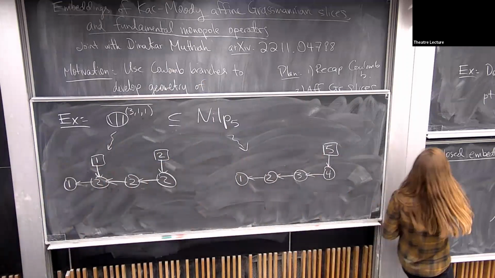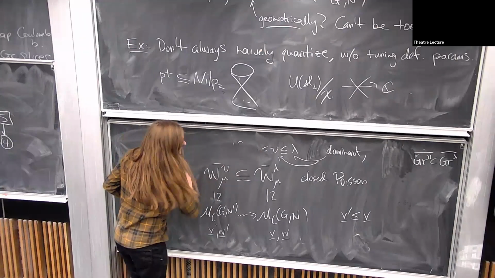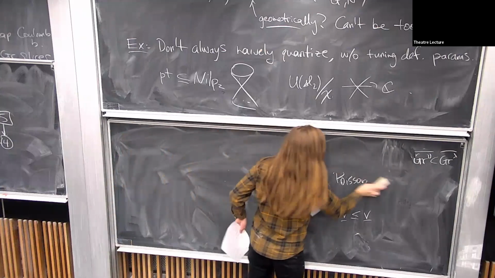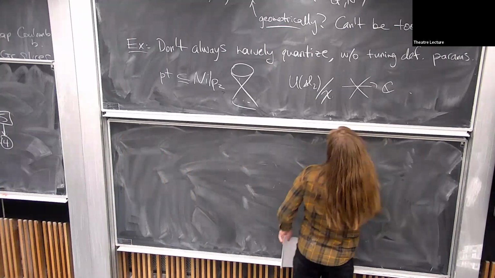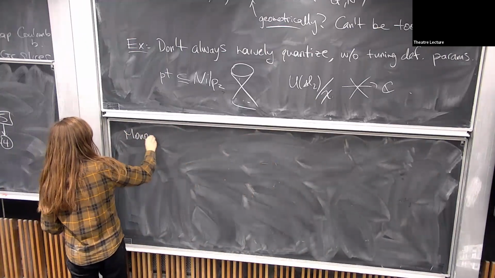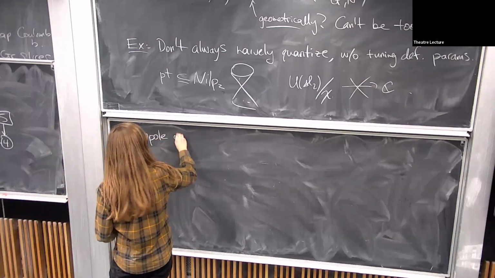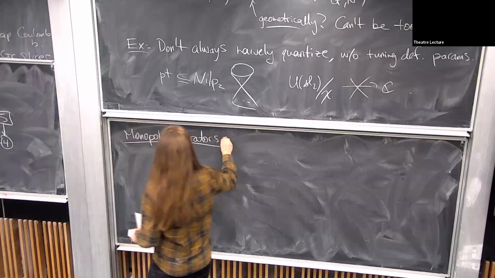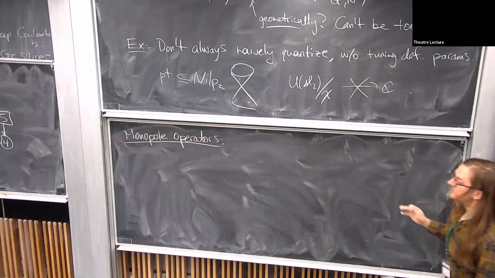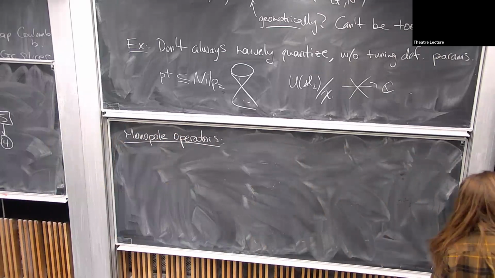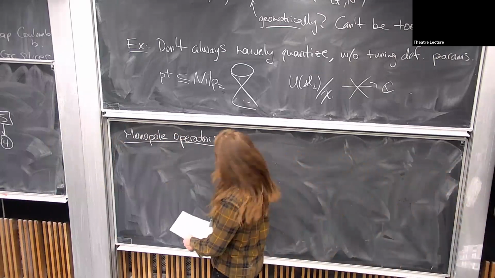Essentially, the idea though is that Coulomb branches have certain natural functions you can write down, called monopole operators, which are inspired by physics, but can be written down mathematically in the Coulomb branch framework. So for this, I can write down maybe a little bit more.